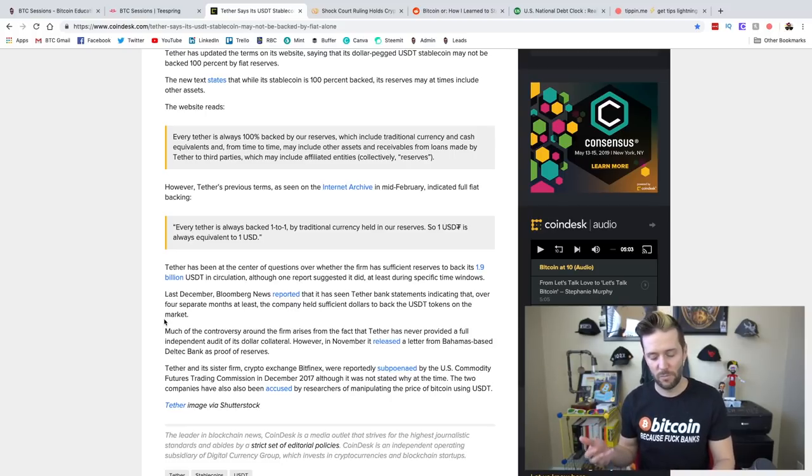Now, plenty of people, including a famous Twitter account that has now been doxed and disappeared, accused Tether and Bitfinex of essentially printing money, not having one-to-one backing, and using that printed money to manipulate the price of Bitcoin. But none of that was ever officially substantiated.